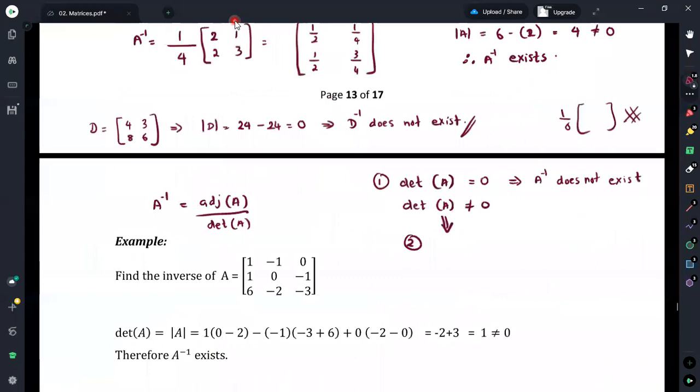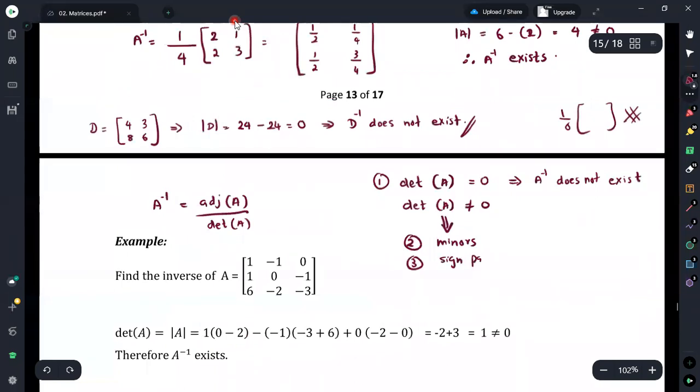If this determinant does not equal 0, then you have to obtain the minors. Then you have to identify the appropriate sign pattern, then combine it with the minors. Then we can obtain the cofactors. Then we have to take the transpose of the matrix, and this leads us to obtain the adjoint of the matrix A.